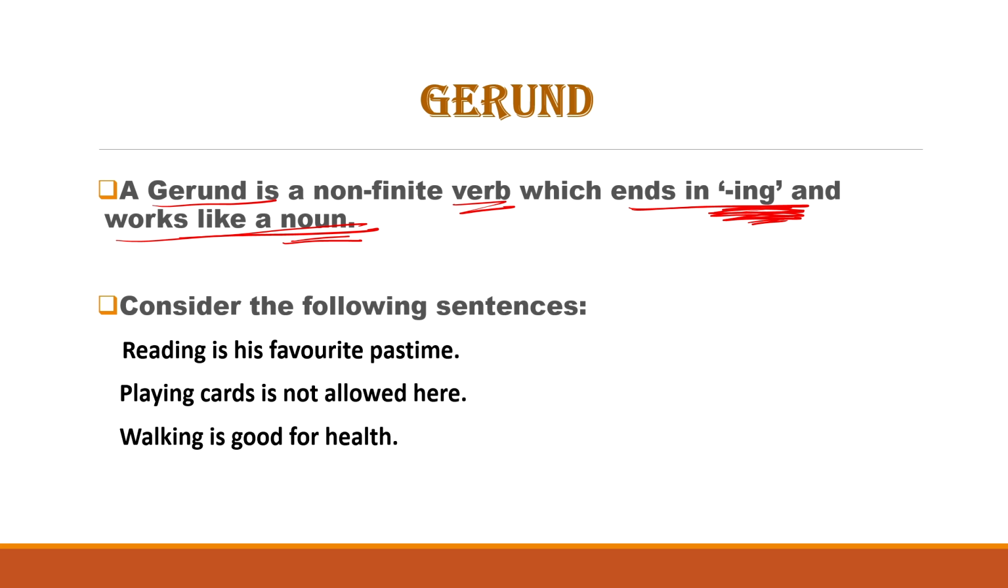Now, similarly, in the next sentence, playing cards is not allowed here. The gerund, like a noun, is the subject of a verb, but like a verb, it also takes an object, thus clearly showing that it has also the force of a verb. Now, moving on, next sentence, walking is good for health.